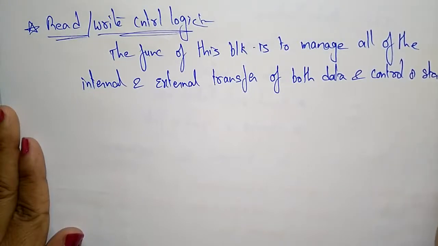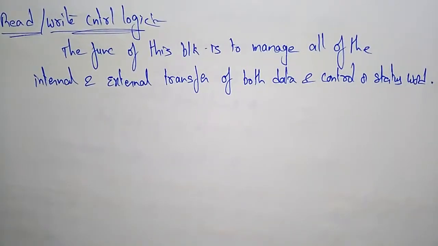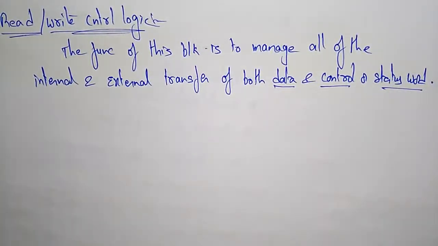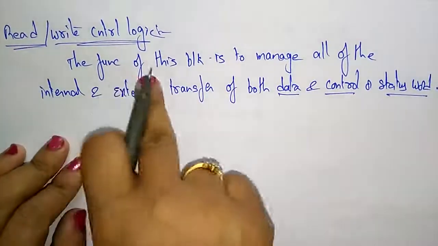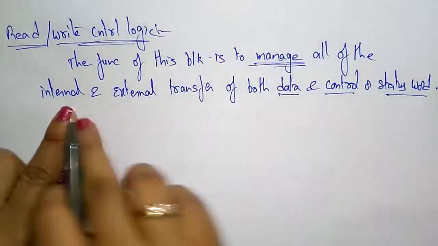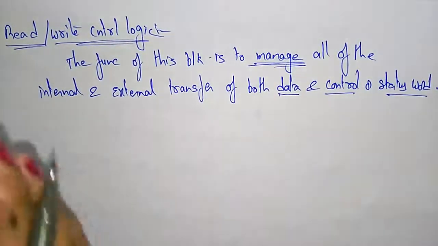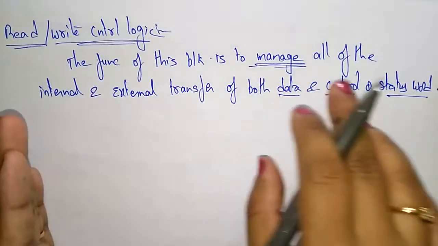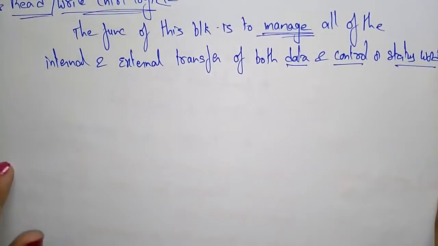So the main thing we have to do between this 8255 and the CPU, and CPU and 8255, is transfer data, control or status words. So these three have to be transferred, and that will be controlled by this read-write control logic. The function of this block is to manage all of the internal and external transfers going from 8255 to 8086 and 8086 to 8255, which consist of data or control or status words. That will be managed by this read-write control logic.